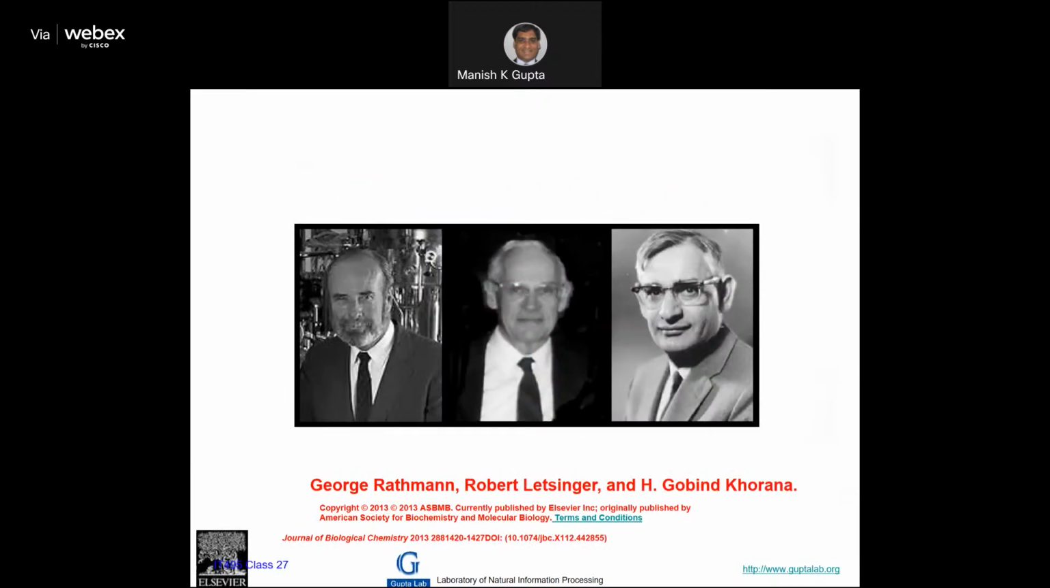The last person is Hargobind Khurana, and this is Robert Letsinger. Bob was the advisor for Marvin, so he was working with him. At the time when they were doing these things, Bob was also trying to synthesize DNA, and there was another person who got a Nobel Prize for similar work. Marvin was thinking that probably Bob would also get this. Anyway, so this is something.